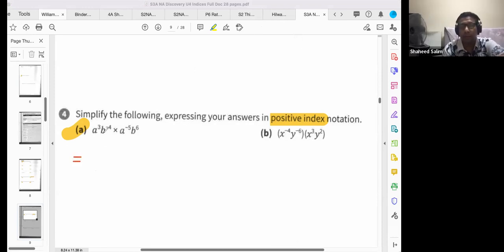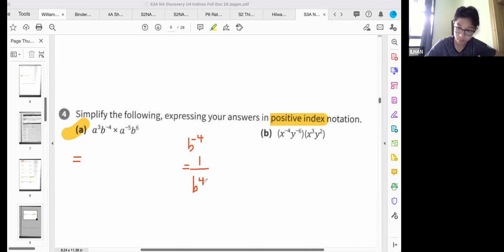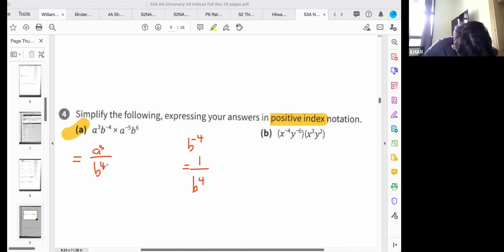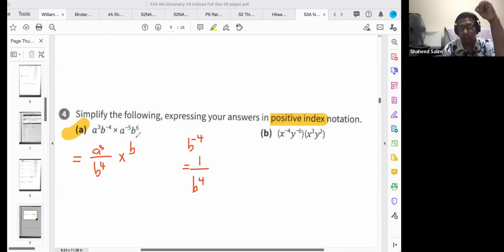You agree that for the first one here, B to the power of minus 4, I'm breaking that up, is the same as 1 over B to the power of 4. Do you agree? So now A cubed, I leave it above. But B to the power of negative 4, I will put it below as B to the power of 4. Is it okay with you? So the same thing now. B to the power of 6, I leave it above. But this A to the power of negative 5, I put below as A to the power of 5.